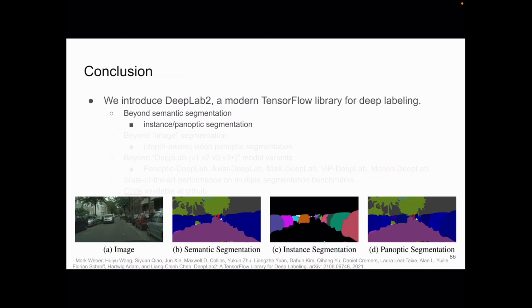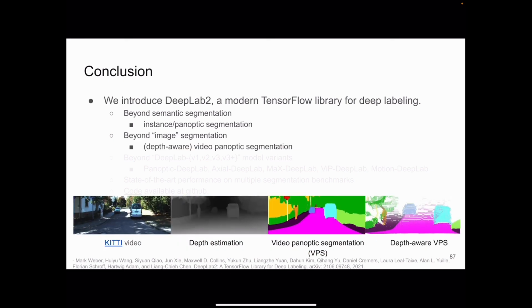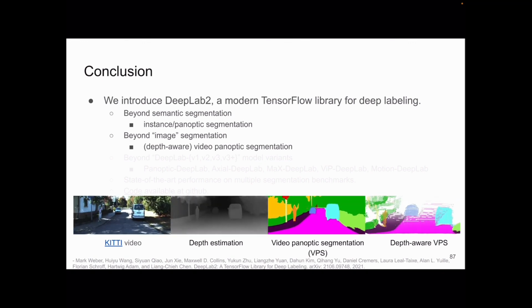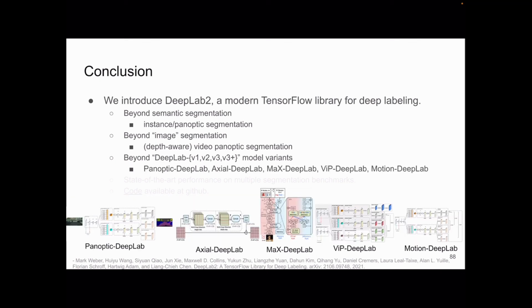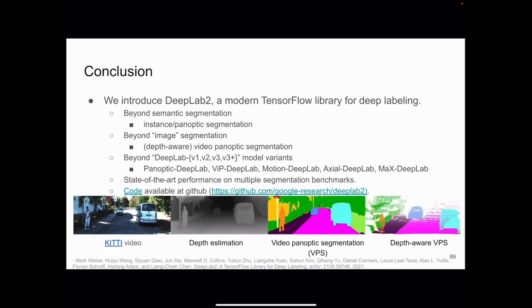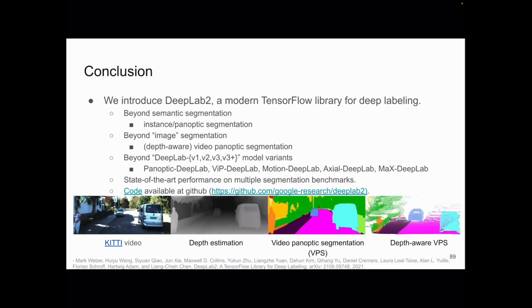To conclude, we introduced DeepLab2, a modern TensorFlow library for deep labeling. Going beyond semantic segmentation, we are able to perform instance and panoptic segmentation. More than image segmentation, we are able to perform depth-aware video panoptic segmentation. Additionally, the library contains all our recent DeepLab model variants. They achieve state-of-the-art performance on multiple segmentation benchmarks, and the code is available on GitHub. Thank you.